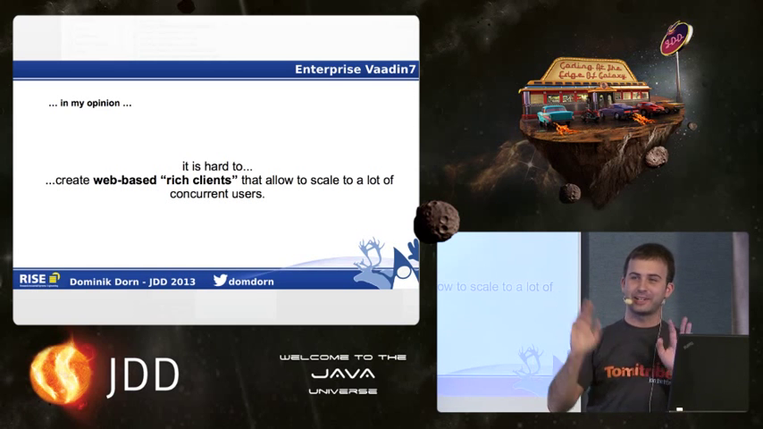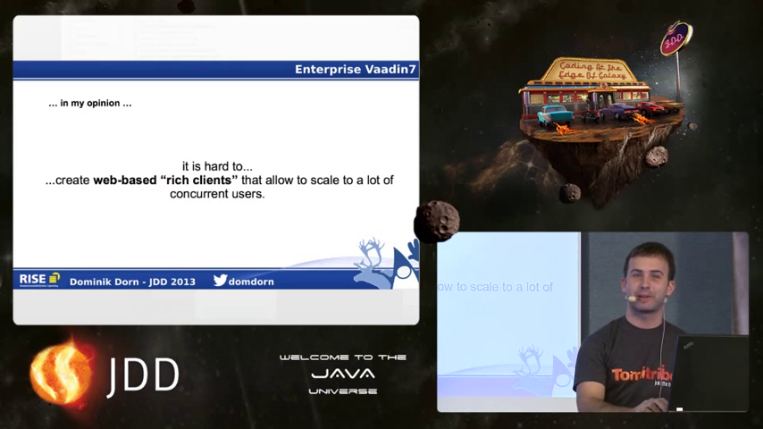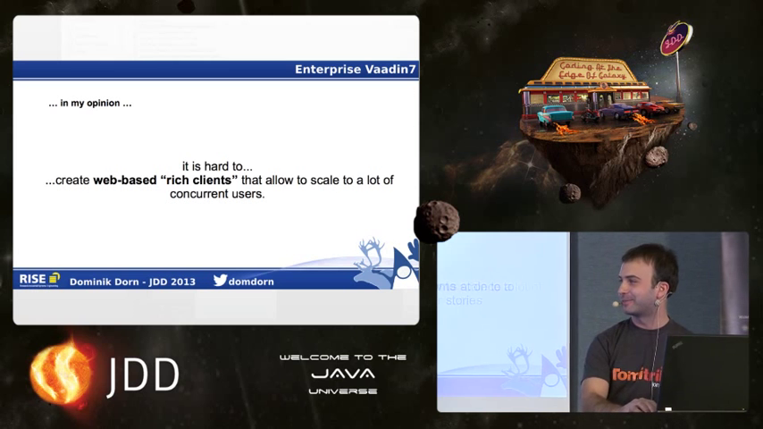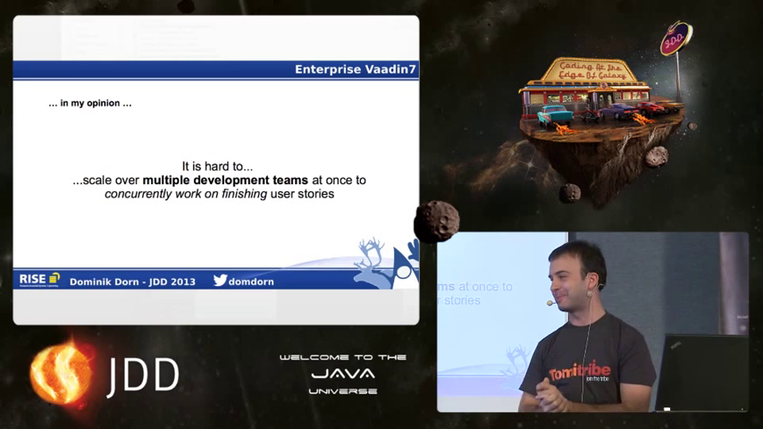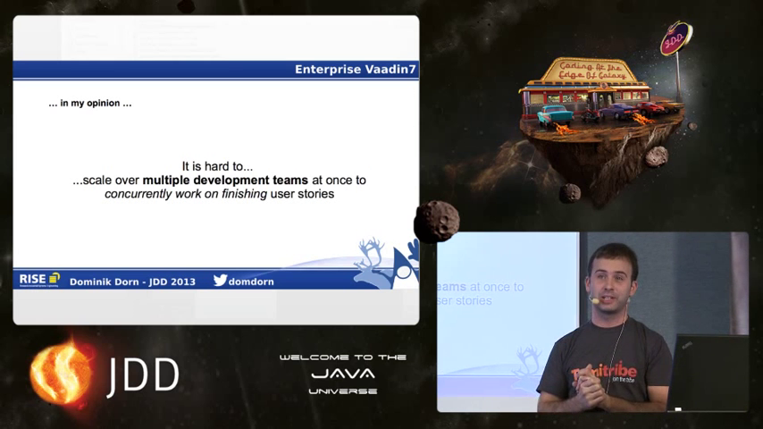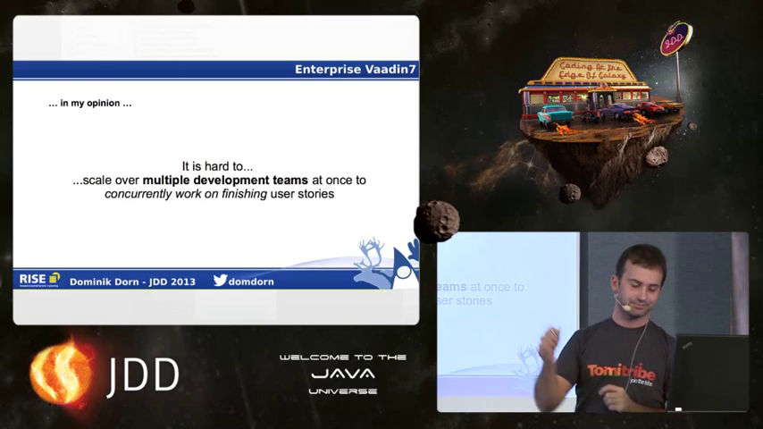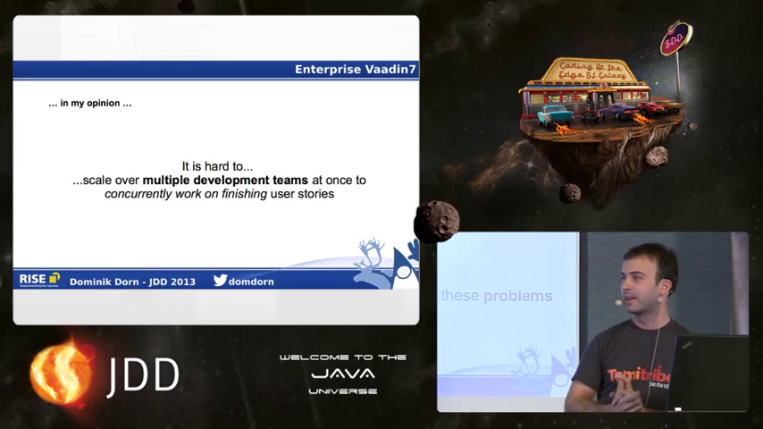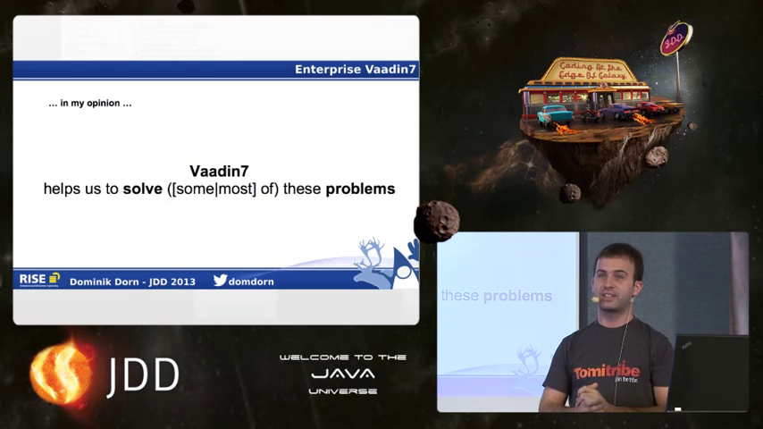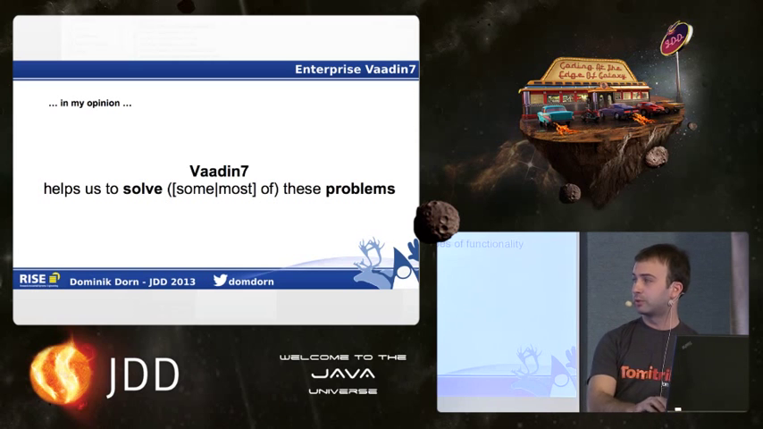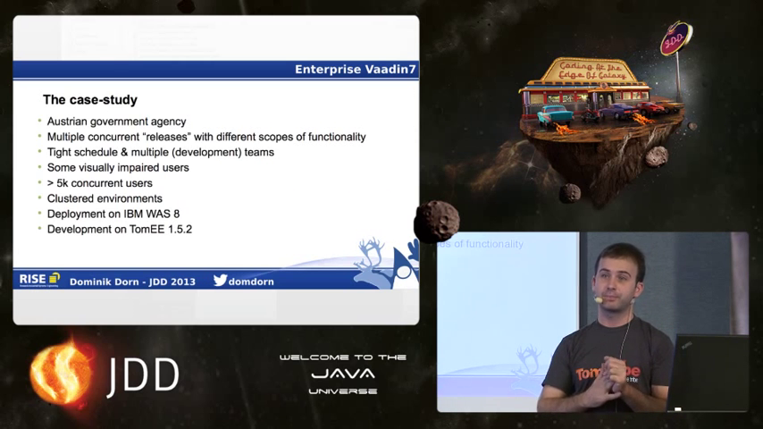So enough hand raising. I know you might be tired from the party yesterday. Oh, okay. One other opinion. It's really hard to scale to multiple development teams. Who is in this with me? Okay. So, in my opinion, Vaadin 7 helps us to solve some or maybe most of these problems. And I'm going to show you how we did this.